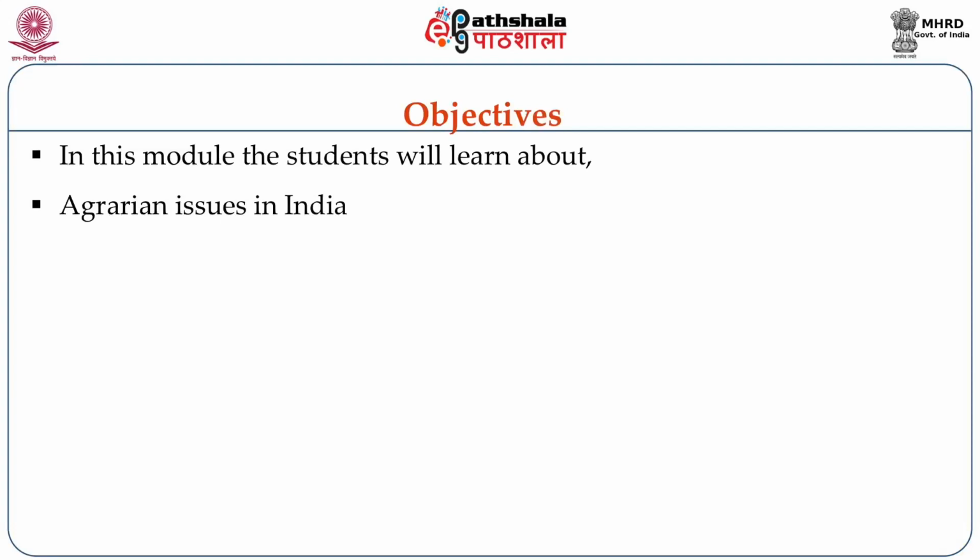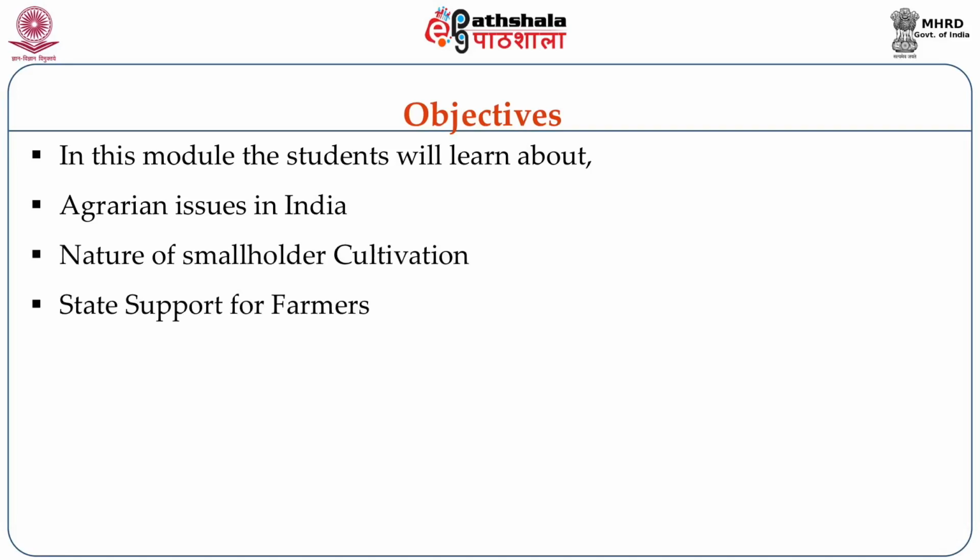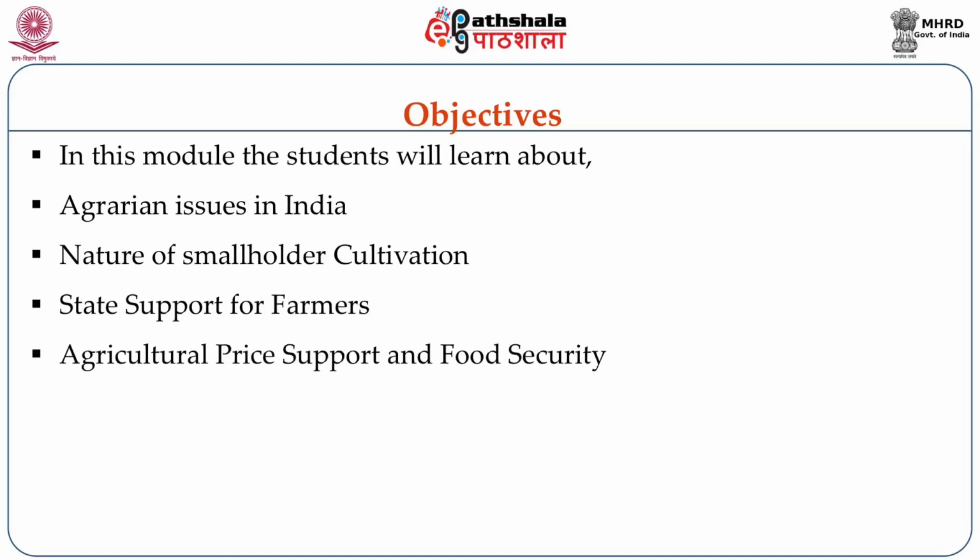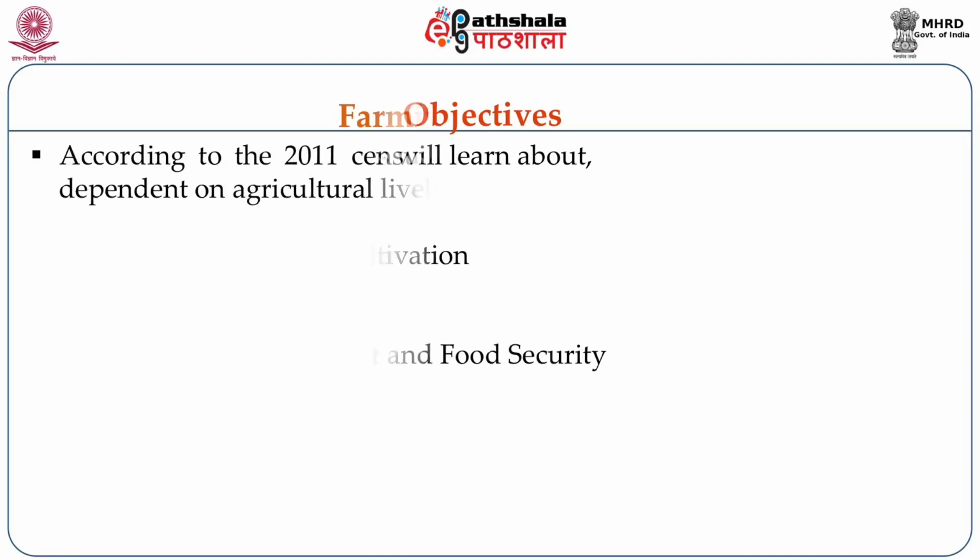The specific objectives of this module are: to learn about agrarian issues in the country; to understand the nature of smallholder cultivation, since most farmers in our country cultivate very small pieces of land; to try and understand the kind of state support that is provided to farmers; and to specifically look at agricultural price support policies and the implication for food security.